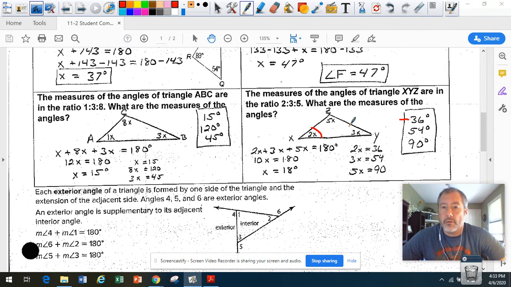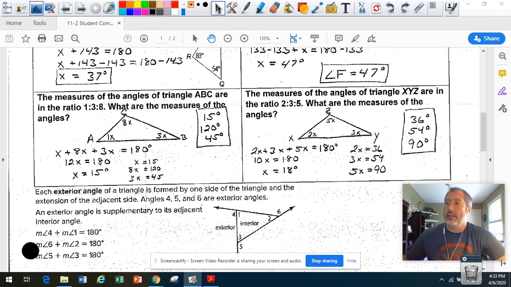Let's go over here to the 3x, the angle Y. So angle Y we know is 3x. So we do 3 times 18, which is 54. So we know that the measurement of angle Y is 54 degrees. And finally, let's go up here to Z. Z up here is 5x. So I take the 18, plug it into my 5x. 5 times 18 is 90. So the measurement of angle Z is 90 degrees. So there we go. We just solved all those problems because we know there's a total of 180 degrees in a triangle.